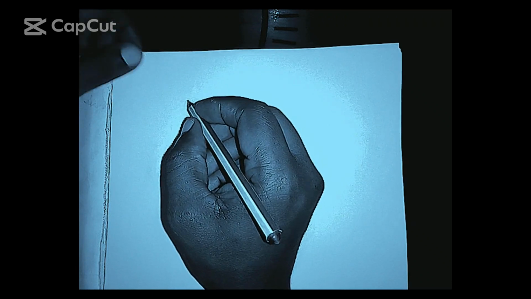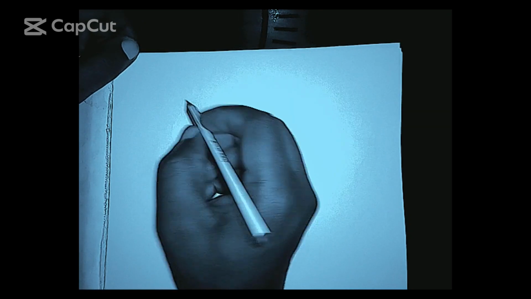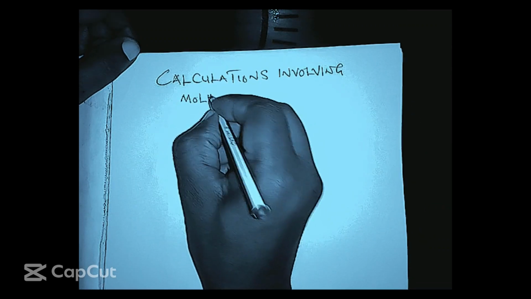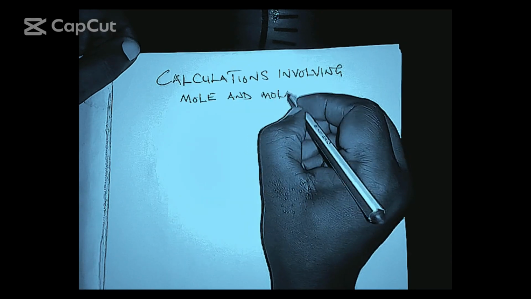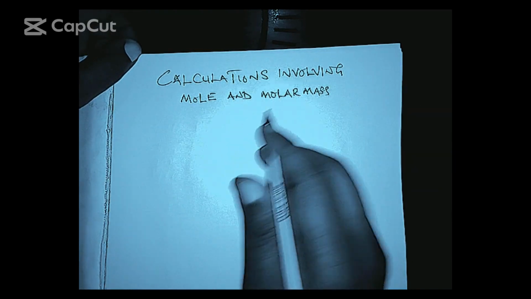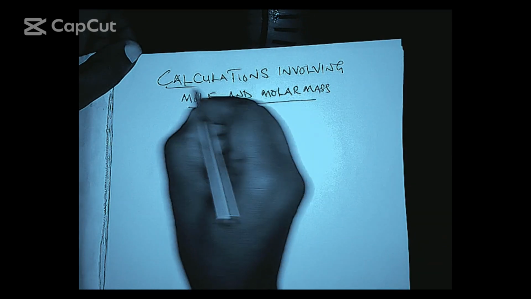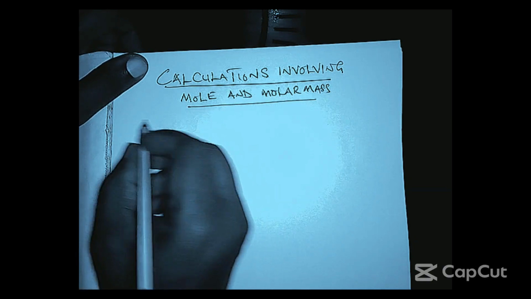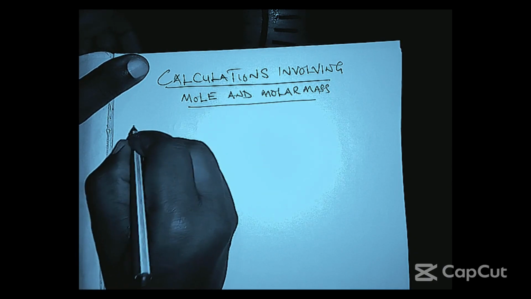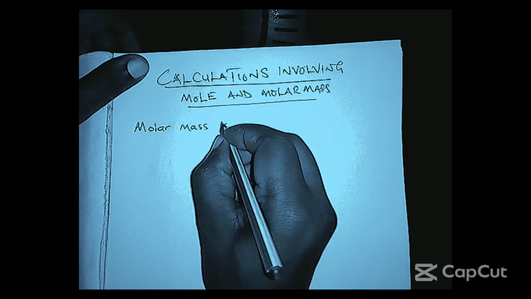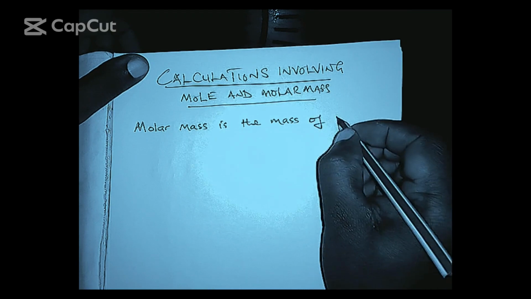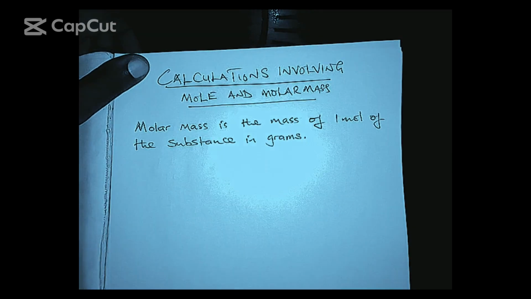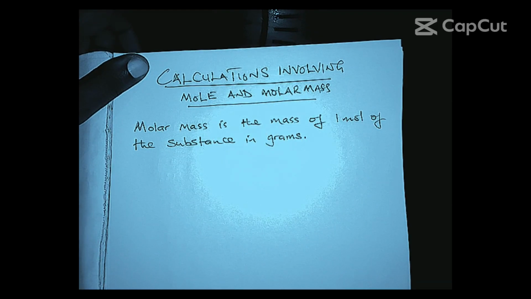In today's chemistry lesson, we are going to look at the calculations involving mole and the molar mass. So this is very important in chemistry. So first of all, you must remember that molar mass is defined like this. We said molar mass is the mass of 1 mole of the substance in grams. That's how we define a mole to be.